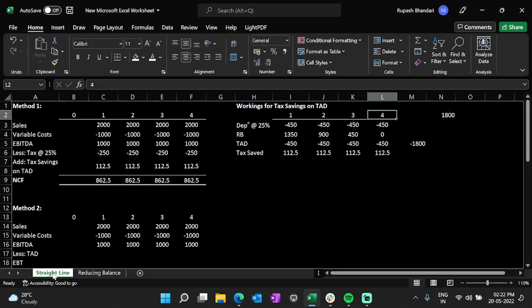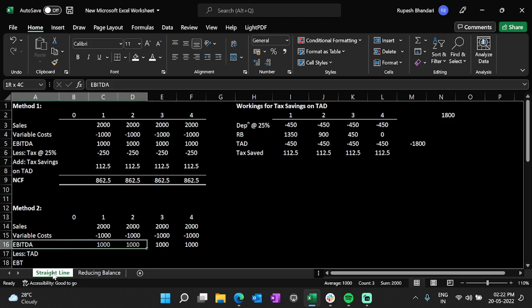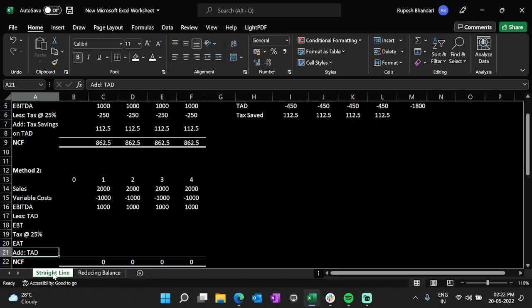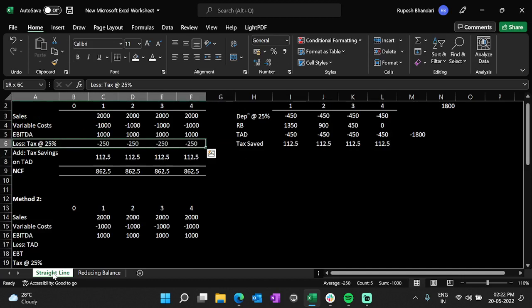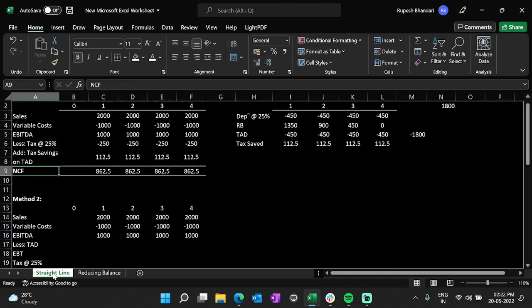That's done for the first method, for a straight line method. So similarly, for method 2, what we will do is we have the EBITDA computed as such. In this method we subtract the TAD. In the other method we did not subtract the TAD. We computed the tax on operating profit, this much, and then after that we just added the tax savings on TAD. We did not subtract in this case.